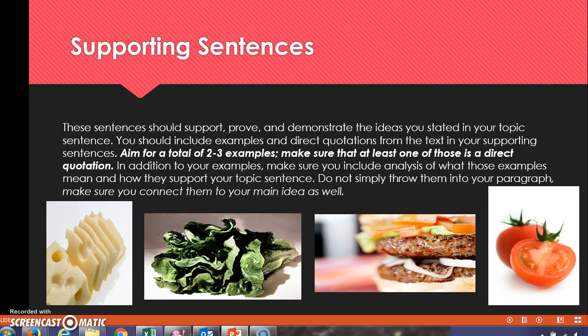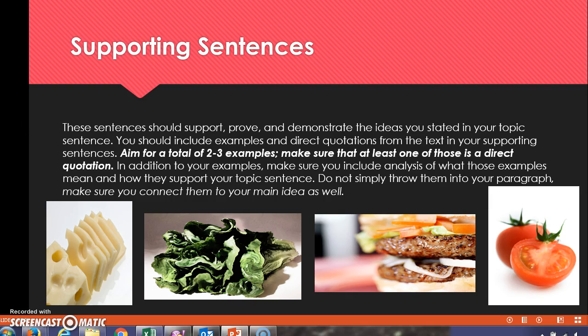You should include examples and direct quotations from the text, if there's one available, in your supporting sentences. Aim for a total of 2 to 3 examples. Make sure that at least one of those is a direct quotation from the text. Now again, that won't work for every class or every question, but it will work when you are answering questions about a text. You always want to use textual evidence to support your topic sentence.